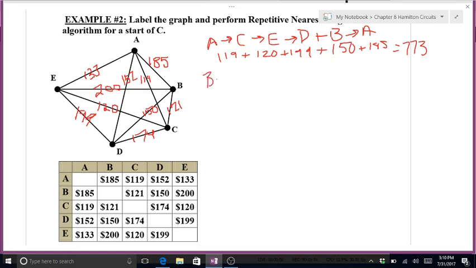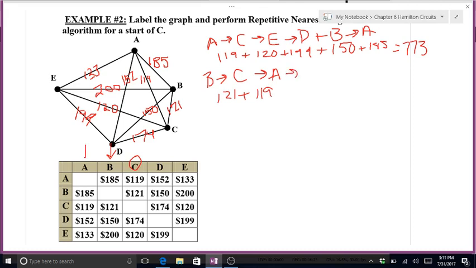Same thing, but let's start at point B. If I start at point B, it looks like my nearest neighbor here. I'm actually going to use the table for this one and show you how to use the table. So if I look at column B, my smallest number here is the one that pairs up with C. So we're going to go B to C, and that's 121. Okay, so now I'm at C. So I want to look at this column. My nearest neighbor in that column is going to be A, and I haven't gone there yet, so we're good. So we add 119.